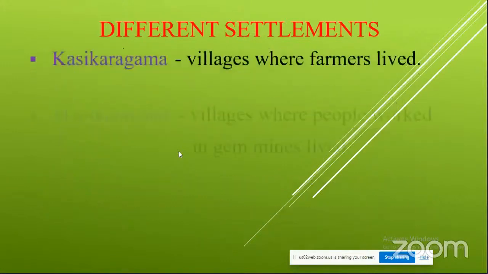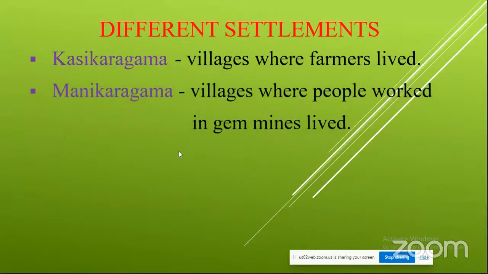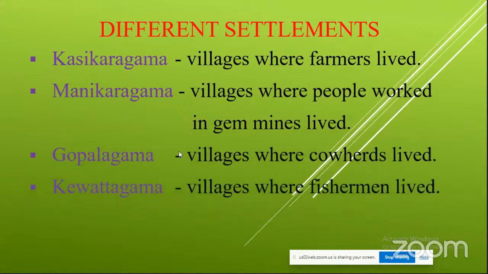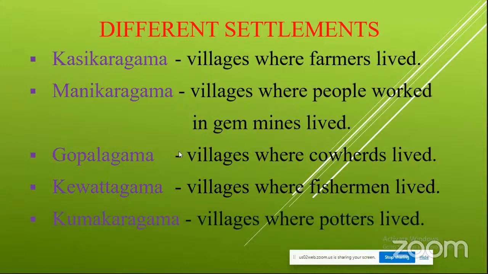So once again, Kasikaragama, village of farmers; Manikaragama, village of gem cutters and gem workers; Gopalagama, villages where cowherds were living. That means shepherds were living. They were all rearing cows and producing milk products. And Kevatagama, fishermen were living in Kevatagama. Their production is catching fish. Kumbhakaragama, villages where potters were living. All the people in the village were making pots.